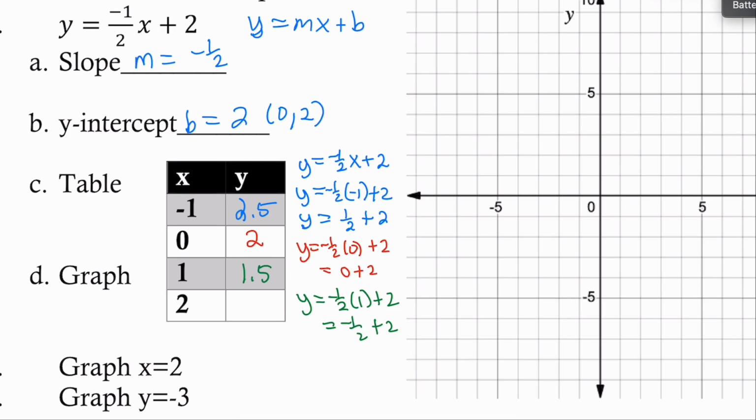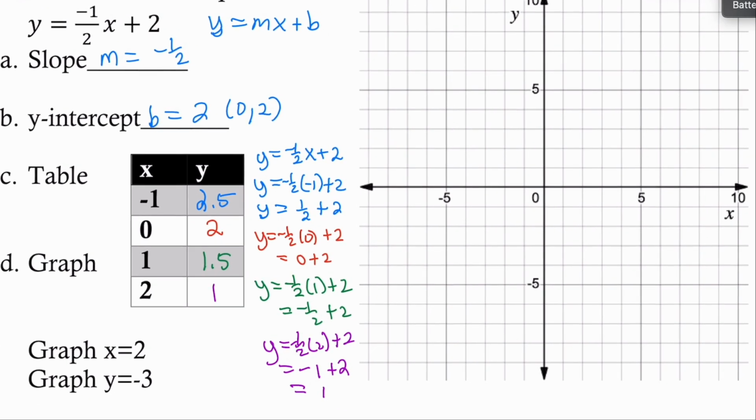And then finally, our last one here, y equals negative 1/2 times 2 plus 2. A negative times a positive is a negative. Half of 2 is 1. A negative 1 plus a positive 2, we're going to subtract the value and keep the sign of the bigger thing, which is a positive. So it's going to be a positive 1.